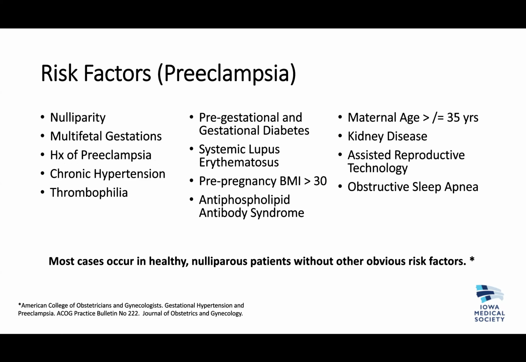Multifetal gestations, a history of preeclampsia, both personal and family, chronic hypertension, thrombophilia, gestational diabetes, pre-existing diabetes, BMI greater than 30, antiphospholipid syndrome, advanced maternal age, assisted reproductive technology. So your patient's coming in with IVF, which I'm seeing a lot more lately, and sleep apnea. One of the things I see pretty routinely would be advanced maternal age, nulliparity, and then the BMI over 30 for sure.